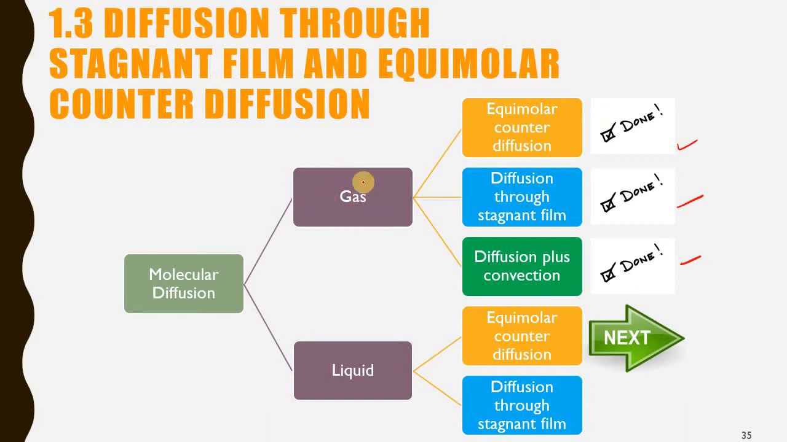I think we already went through the equimolar counter diffusion for gas, diffusion through stagnant film for gas, and also touched on the diffusion plus convection for gas. Okay, next we will look into liquid. Liquid will be the same, so we will see the equation for the equimolar counter diffusion for liquid, and also the diffusion through stagnant film for liquid.